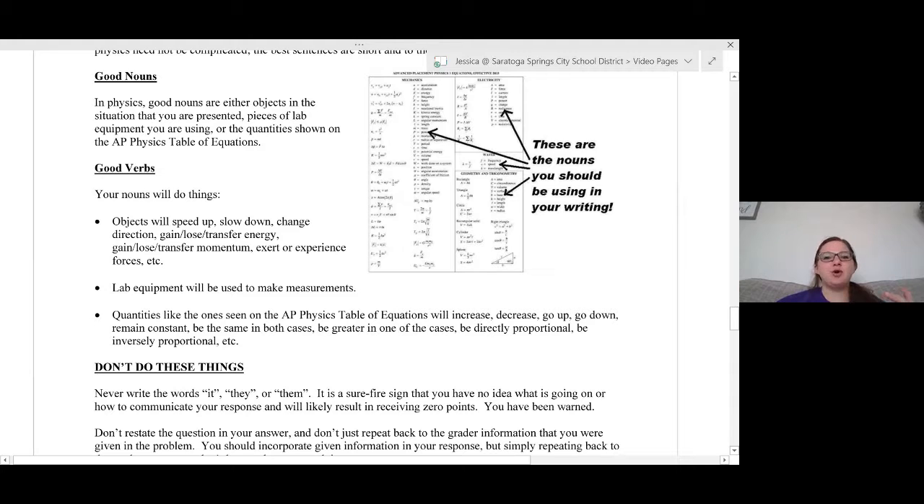Lab equipment makes measurements. I don't think you'll have to do anything with lab equipment this year, but as a reminder, spring scales and force sensors measure force. Photo gates measure velocity. Motion detectors measure velocity and acceleration. Meter sticks measure distances. Stopwatches measure time. Slow motion cameras can measure velocity and stuff like that as well. Quantities like the ones in the AP physics tables will increase, decrease, go up, go down, remain constant, be the same, be greater, be directly proportional, be inversely proportional. Those are all good nouns to use as well.